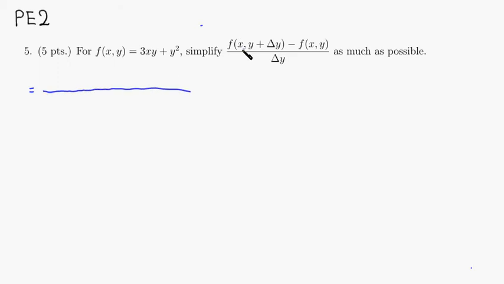So x stays the same, but whenever we see y, we're going to put y plus delta y. So you have 3x stays the same, y, and I'm going to put y plus delta y. Plus, we see another y, so instead we put y plus delta y. Then you have to square that. Minus f of x comma y, which is the original function, so I'm going to just copy that.